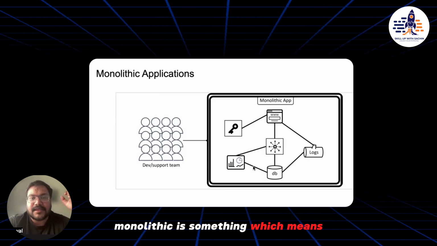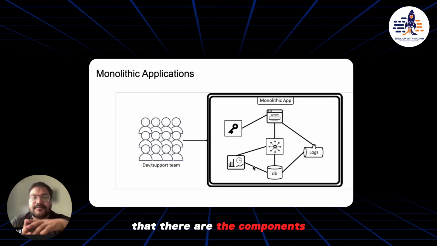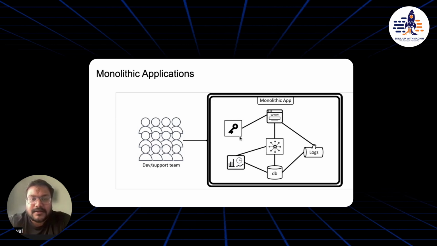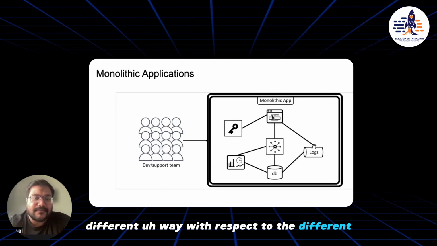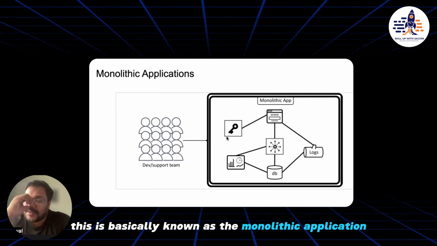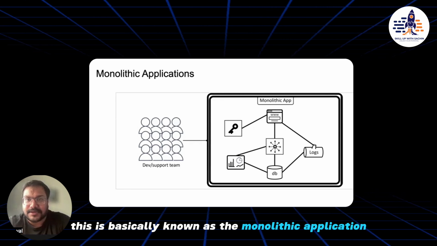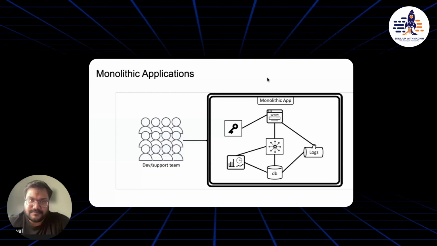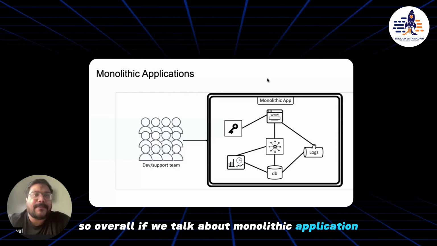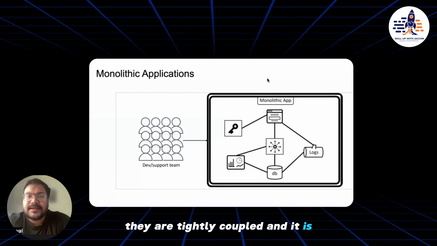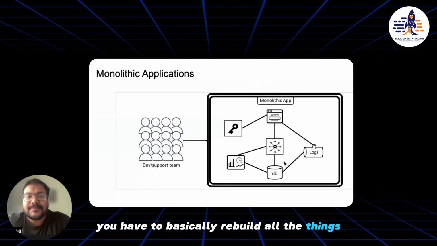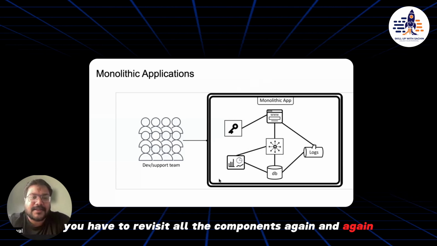So monolithic means the components are tightly coupled to each other. This is basically known as the monolithic application. Overall, monolithic applications are tightly coupled, and if you make any change or put in any feature, you have to rebuild everything and revisit all the components again and again.